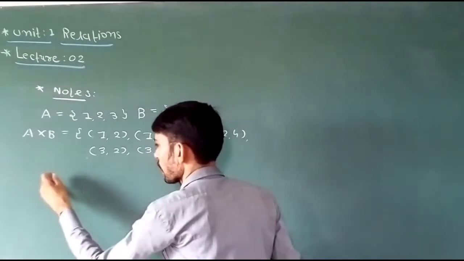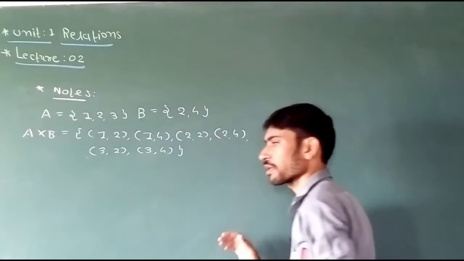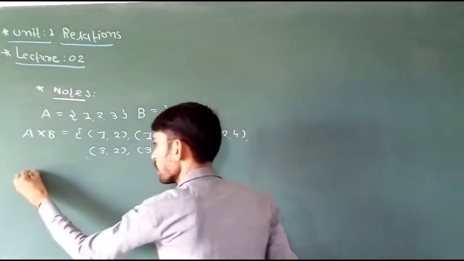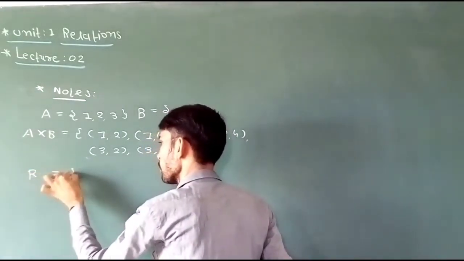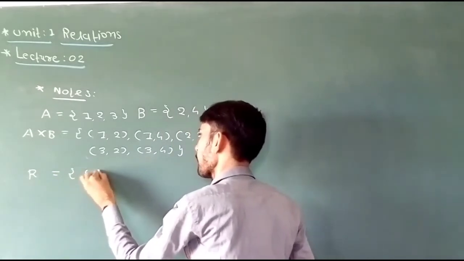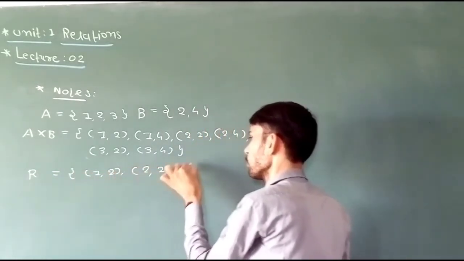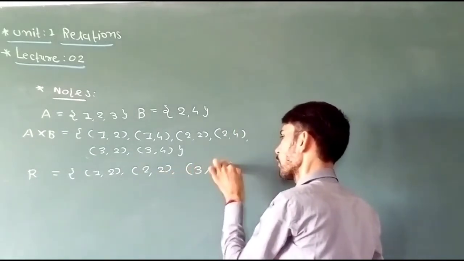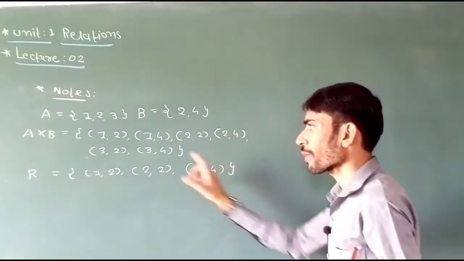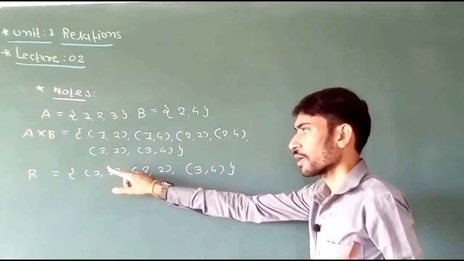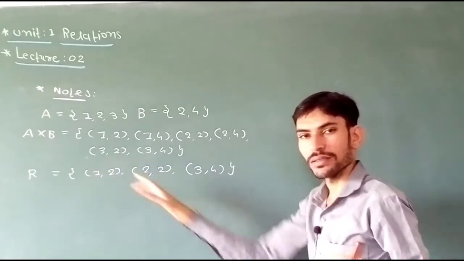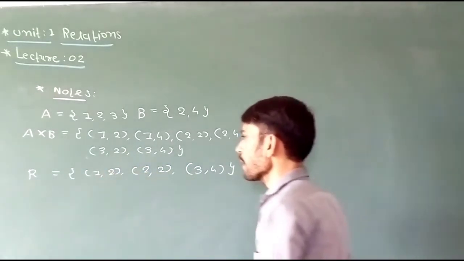Now we take one relation. As you know, a relation is nothing but a subset of the Cartesian product A cross B. So here we take relation R equal to the set {(1,2), (2,2), (3,4)}. So R is a subset of A cross B, so R is a relation.